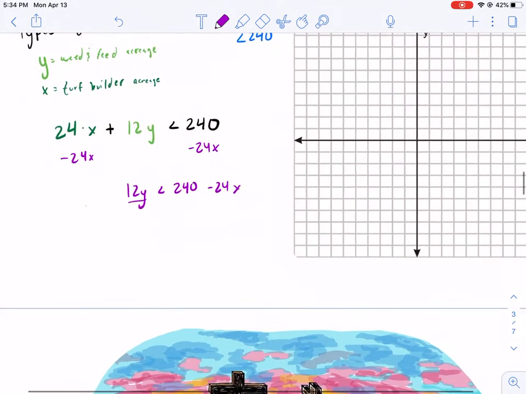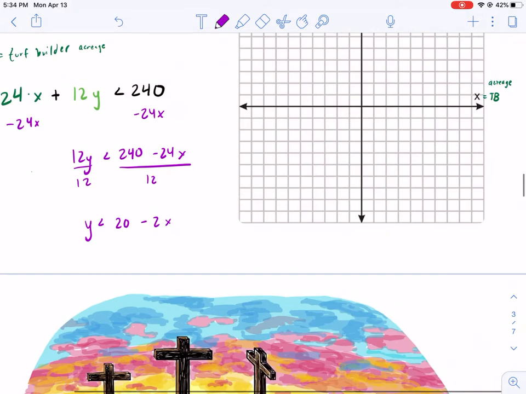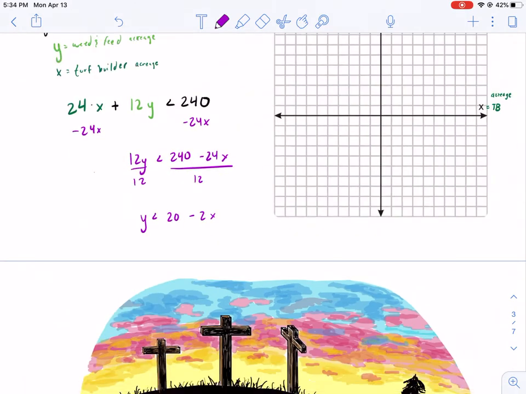Okay, now we need to divide both sides by 12. And keep in mind, when we divide by 12, we need to divide it by both terms. So we have y is less than 240 divided by 12. That's going to give me 20 minus 2x. Okay, so I have my equation. Now I need to graph it.